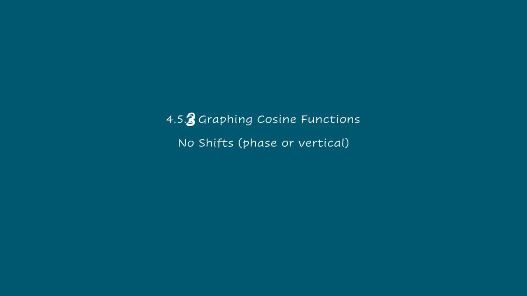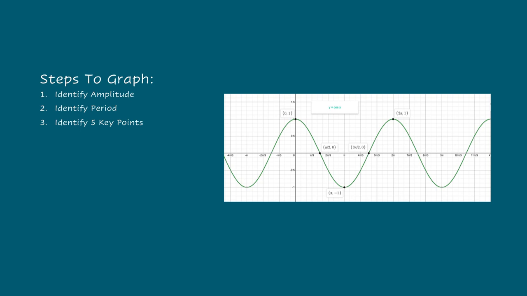In this video, we're going to take a look at how to graph cosine functions. During this video, I'm going to refer back to the video prior to this one in which we graphed the sine function. I'm going to be using the same two examples. The process is going to be the same, meaning we're going to use the 5 key points. We're going to identify amplitude and period in order to plot our graph.